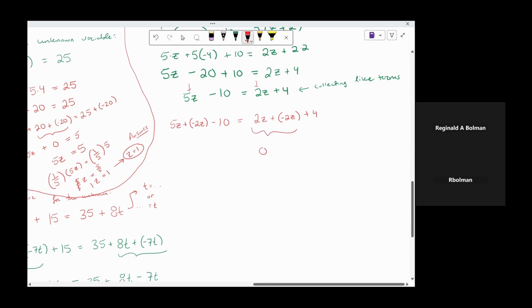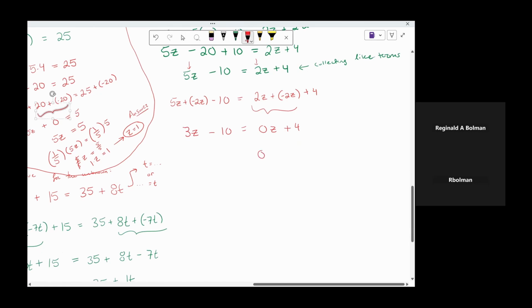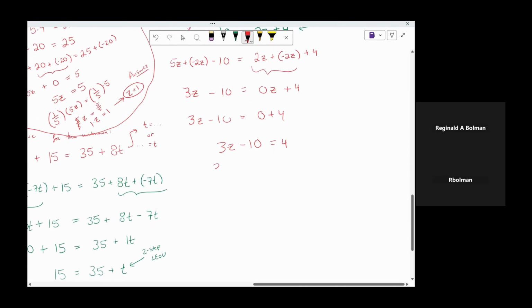2z plus a negative 2z, that just gives me 0. So I've got 0z plus 4. That's going to equal 5z plus a negative 2z, that's going to be 3z minus 10. So that's 0z is just 0, so we have 0 plus 4 on the right-hand side. And now we're almost there. We've got a two-step LEOV. Okay. Now with the two-step LEOV, you're almost finished.